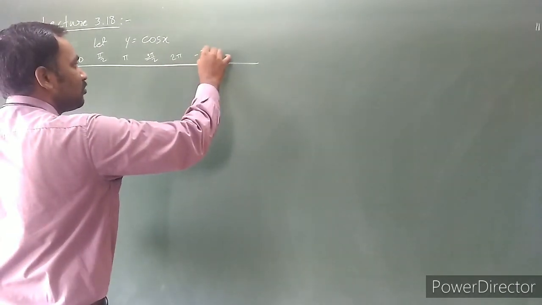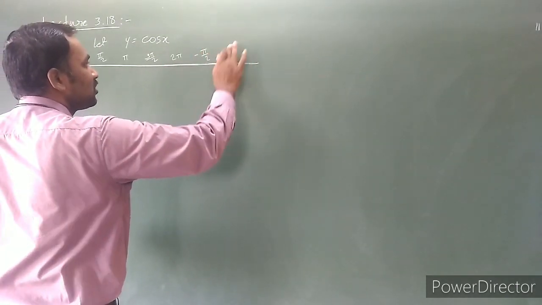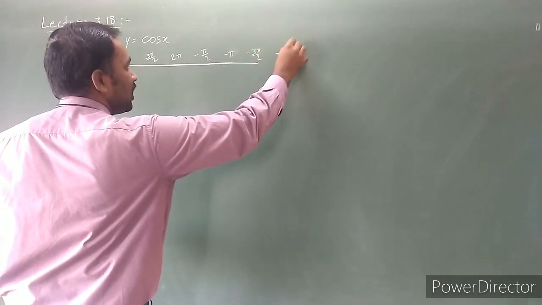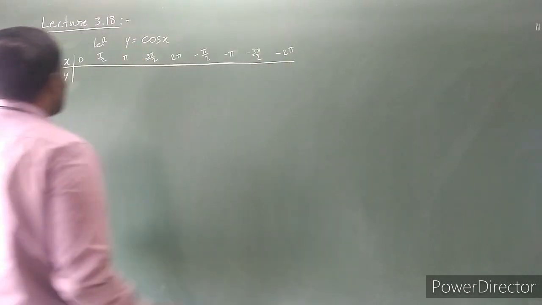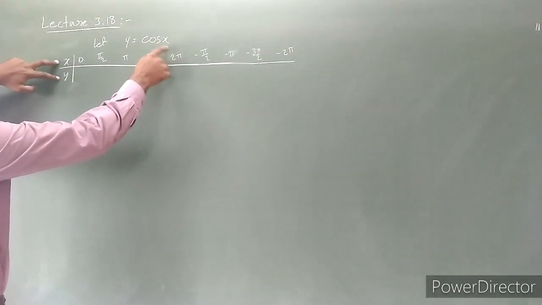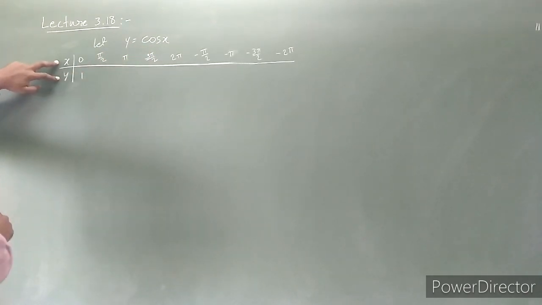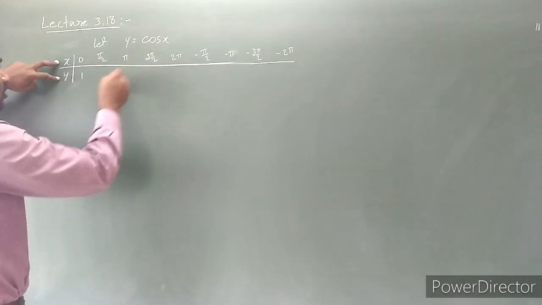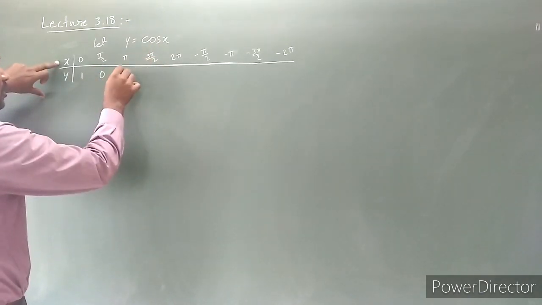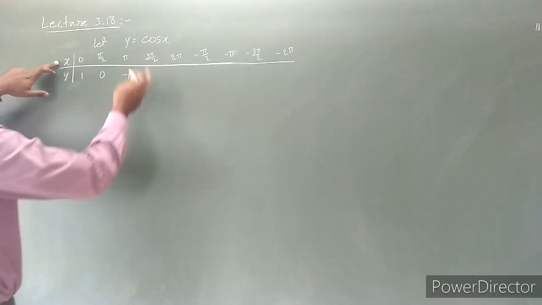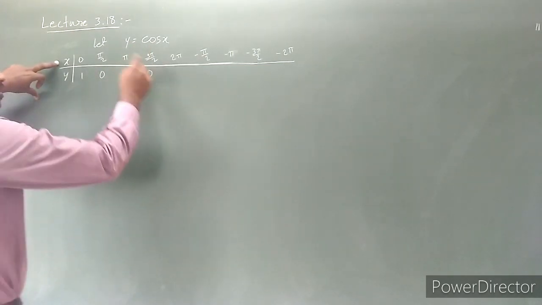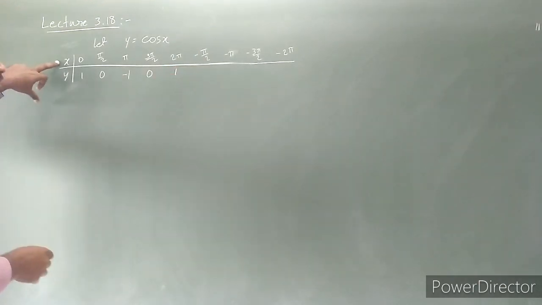Similarly, negative angles: minus pi by 2, minus pi, minus 3 pi by 2 and minus 2 pi. For the corresponding y value, wherever x is there, replace it. What is the cos of 0? Cos of 0 is 1. Next, cos of pi by 2, cos 90, is 0. Cos of 180 is minus 1. Cos of 3 pi by 2, cos of 270, is 0. And cos of 2 pi, cos of 360, is 1.